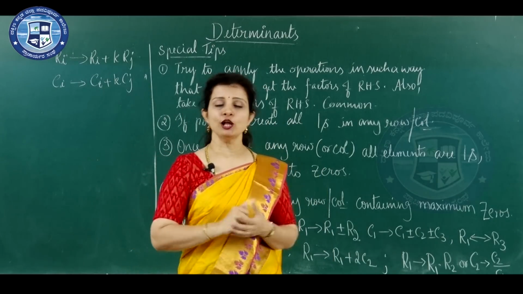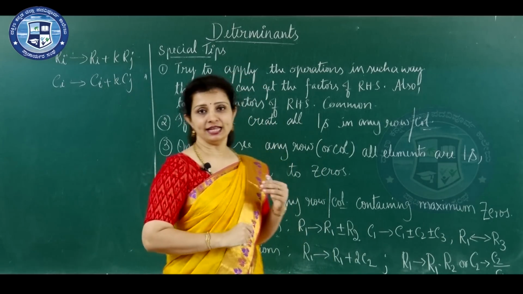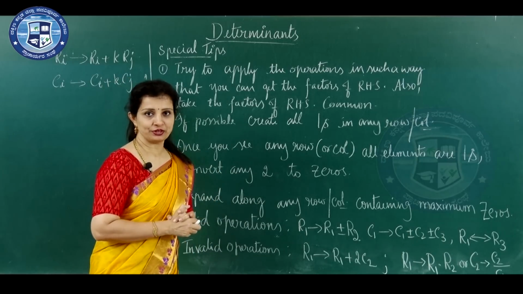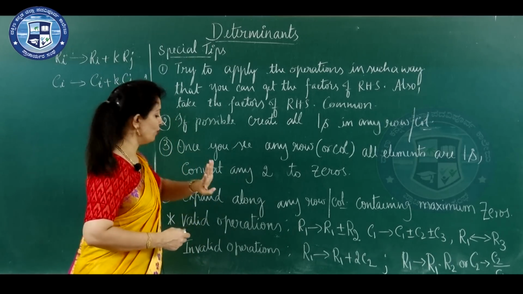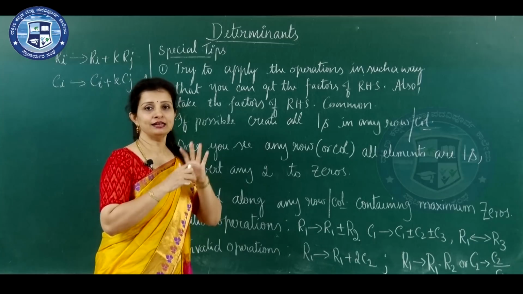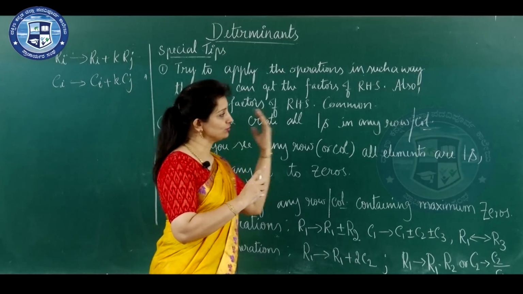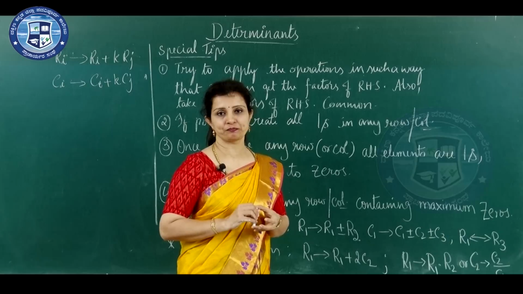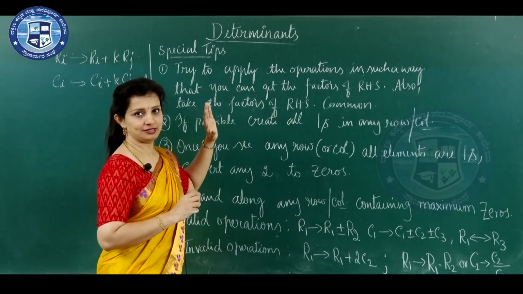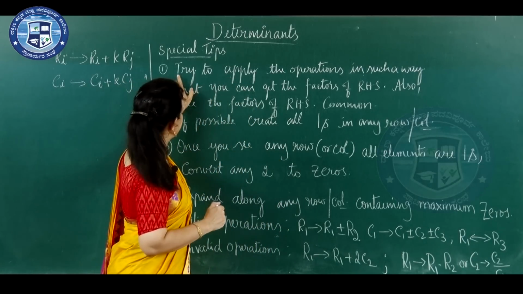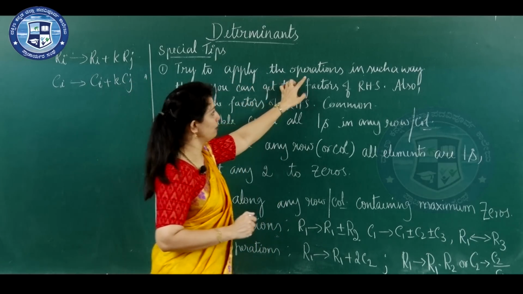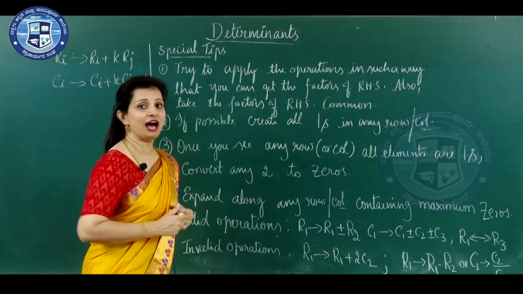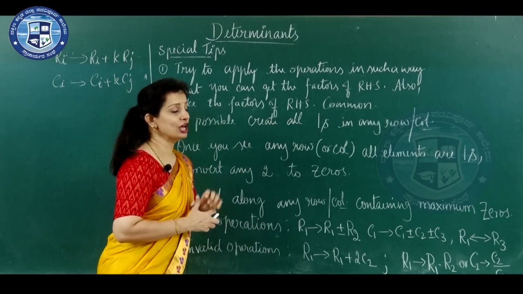Now before going to solve the problems, let us see a few special tips before solving the problems. So apply four rules to solve the problems based on the properties. Using properties, suppose you have to solve the problem, then always try to apply the operations in such a way that you get the factors of RHS as common term.